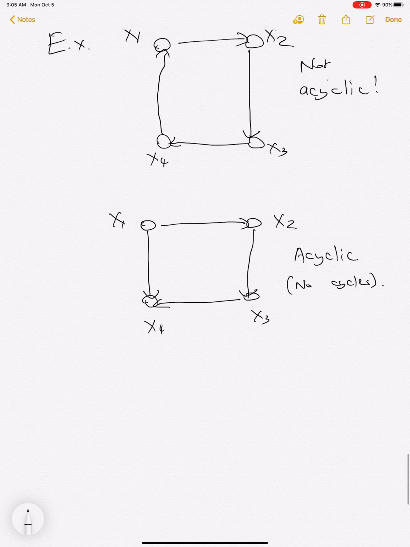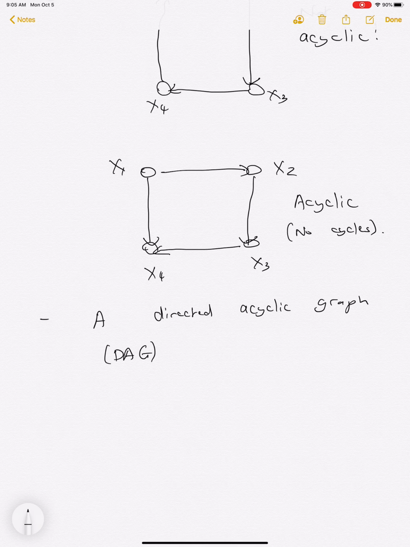Okay, and I'm going to use this kind of shorthand or acronym DAG to refer to a directed acyclic graph. A directed acyclic graph has no cycles.